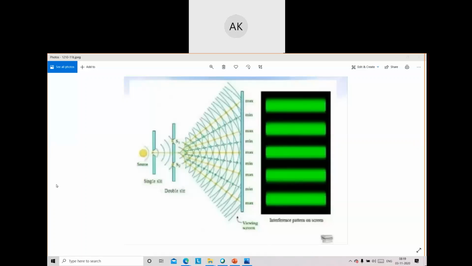So crest and crest interfere. What do we get, minimum or maximum? Crest and crest of the wave interfere. What do we get? Badra, what do we get? Crest and crest interfere. What do we get? Maximum density or minimum density?